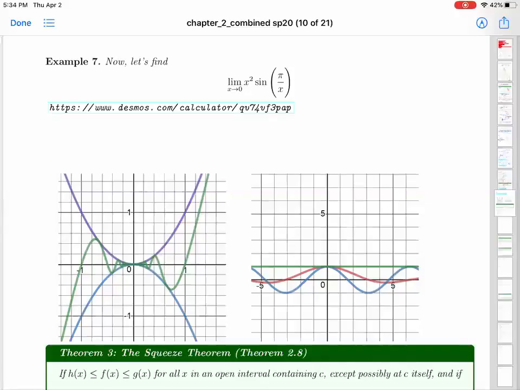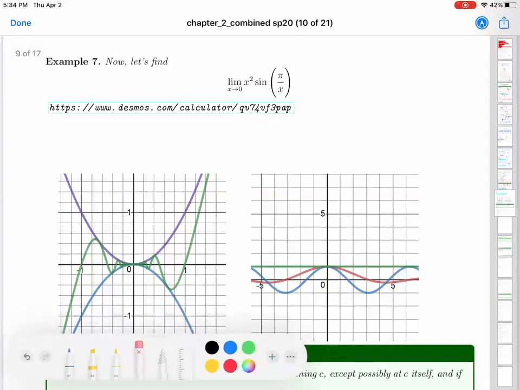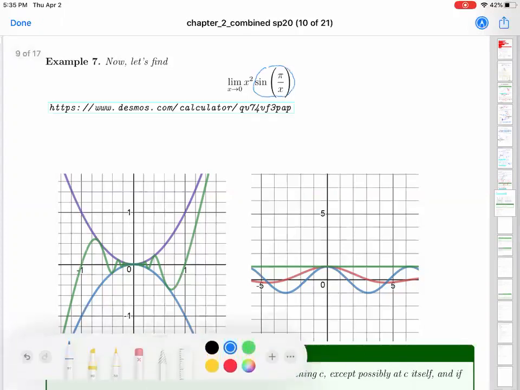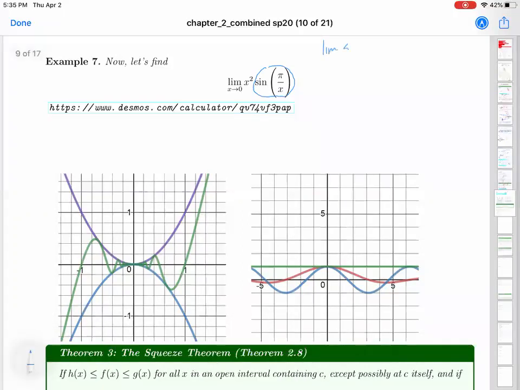All right, now let's go to the next example, example number 7. Let's try to find the limit of the function x squared times sine of pi over x when x goes to 0. As a reminder, the function sine pi over x is an oscillating function, and the limit of this function when x goes to 0 doesn't exist.